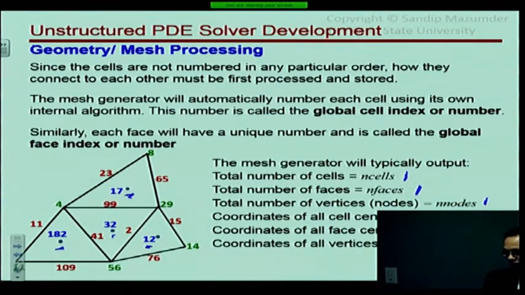Okay, so that's actually the hard work, or it's, what should I say, not very interesting to do, but it's something you have to do if you are to write a PDE solver for an unstructured mesh. Okay.